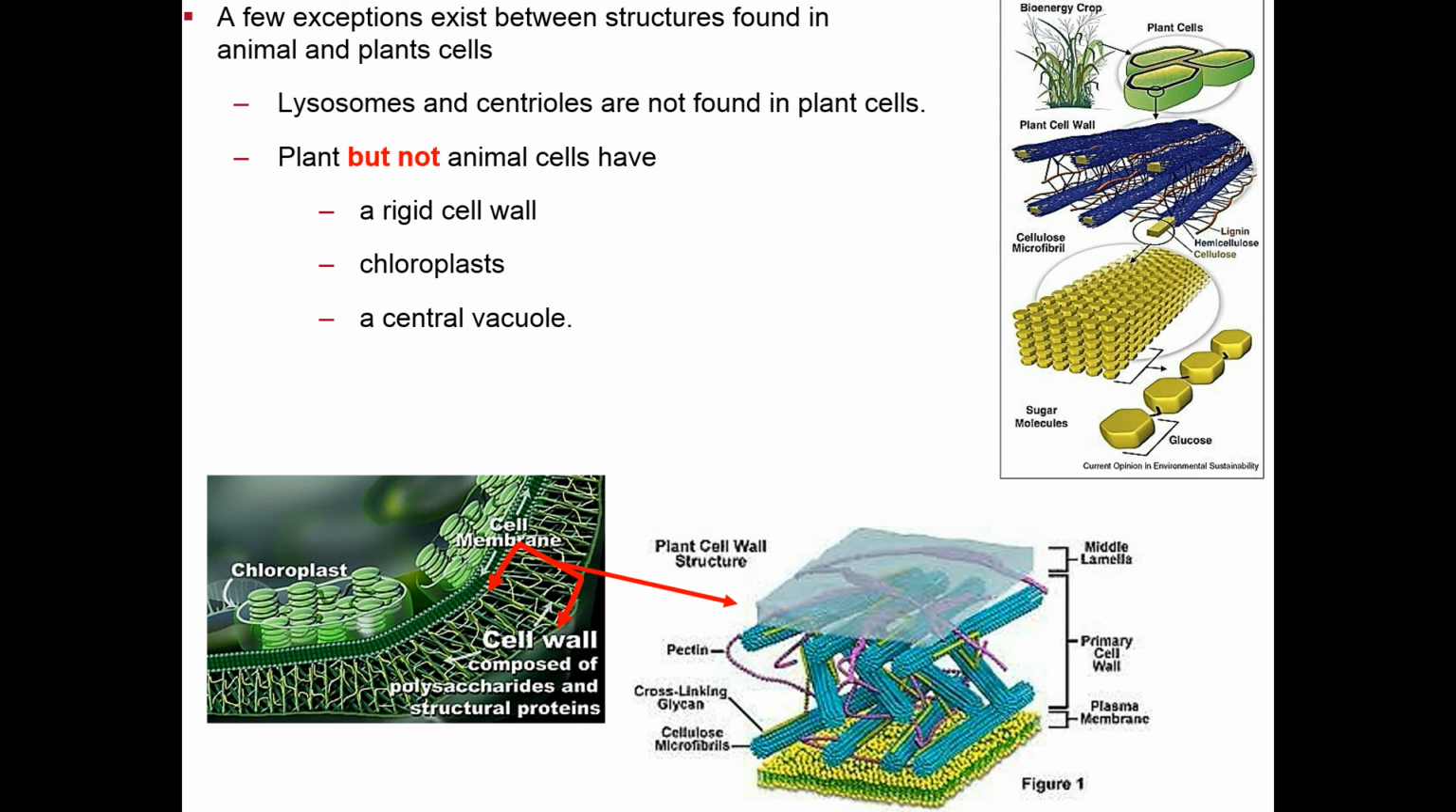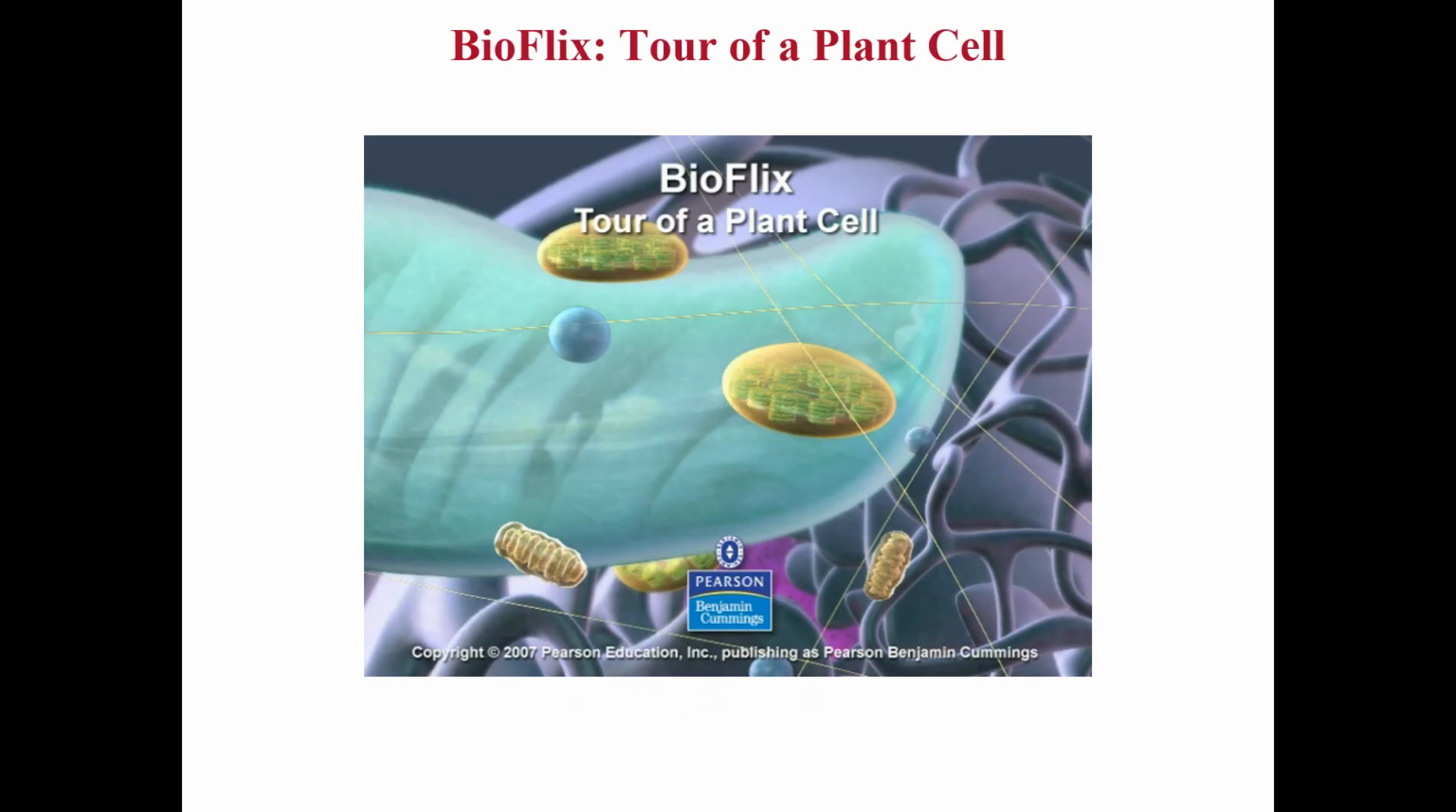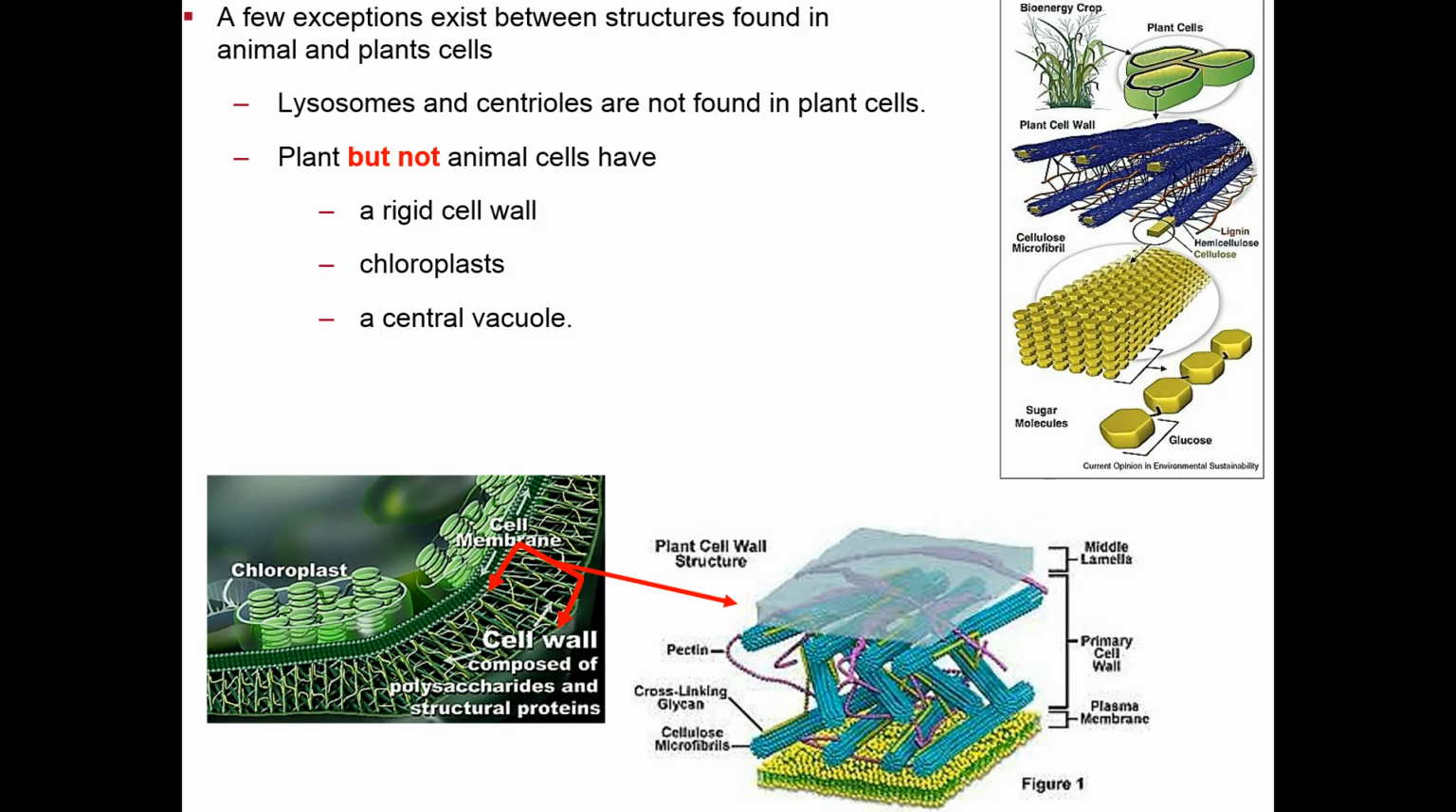So what about plant cells? When you're comparing plant and animal cells, there are certain features that are found in animal cells but not plant cells. Plant cells don't have lysosomes, and plant cells don't have centrioles. Later on we'll talk about what these structures do.